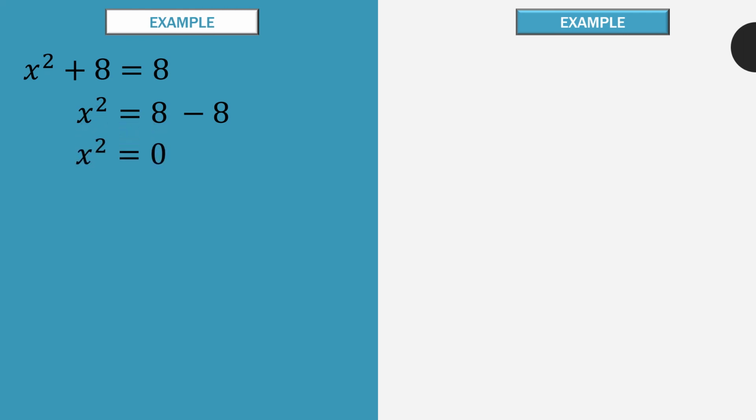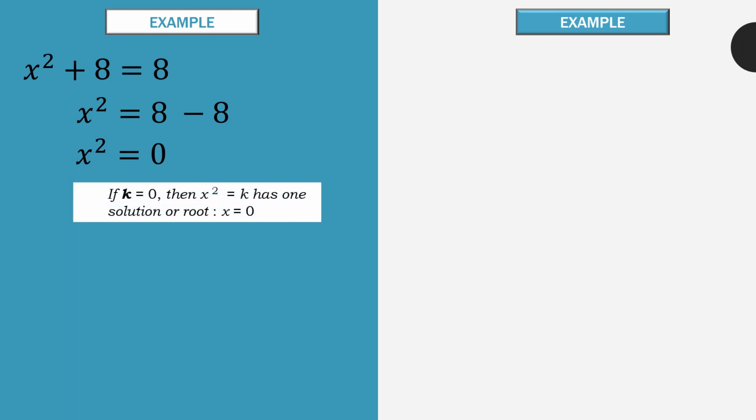Class, according to our evaluation or things to remember earlier, it says, if your k is equal to 0, then you have one solution or one root. Like I said, if this k is equal to 0, automatically there is only one answer. Direct, no doubt. Since it's 0, x is equal to 0. It's automatic, class. Okay? So, we no longer take the square root of both sides because automatically x is equal to 0.